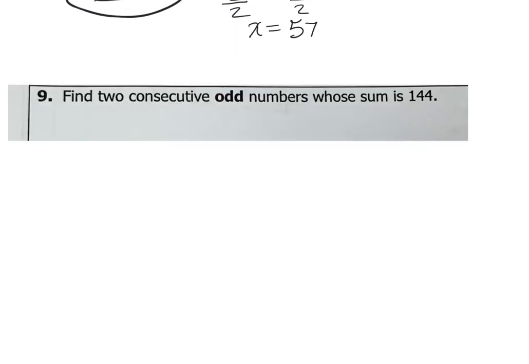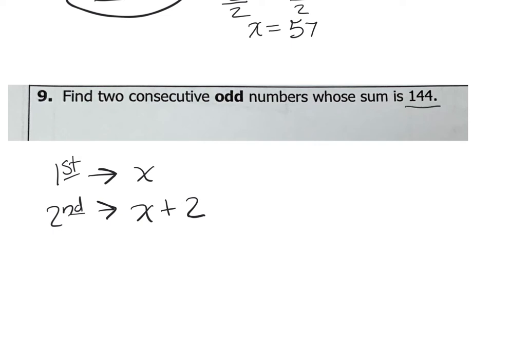Okay, now we have find 2 consecutive odd numbers whose sum is 144. Problem 9. Okay, so our odd numbers are done a little bit differently. Consecutive, you're adding 1, but odd numbers, you're adding what? Just the same as even, right? 2. So your first odd number is going to be x, and your second odd number is going to be x plus 2. Because if your first one was 5, which is an odd number, I'd have to add 2 to that to get 7, right?